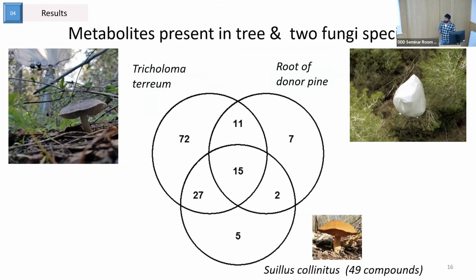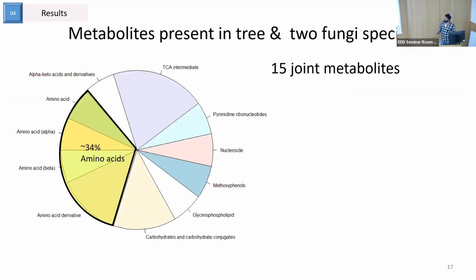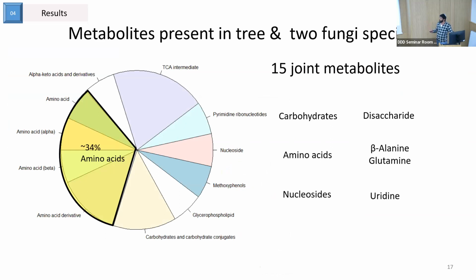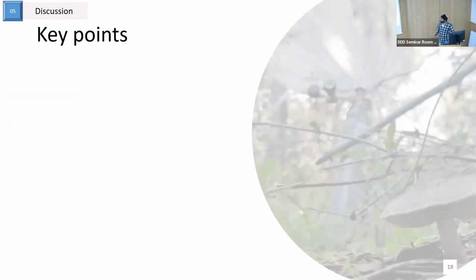If we look at the Suillus also, here we see that there are 15 labeled compounds that were common between the Tricholoma, the Suillus, and the root of the trees, indicating that these 15 compounds may be more generalistic and maybe appear in more species. Again, some carbohydrates, amino acids, and nucleosides.